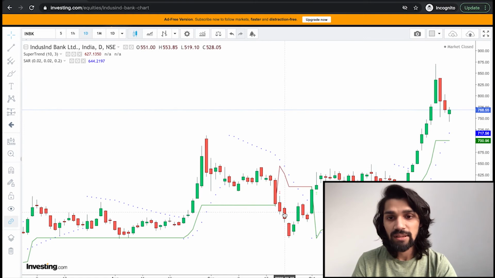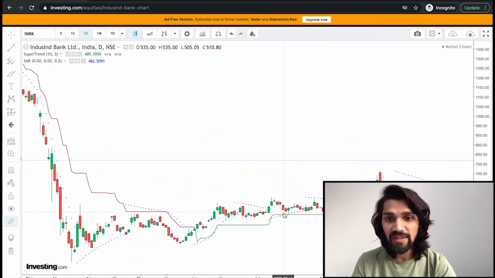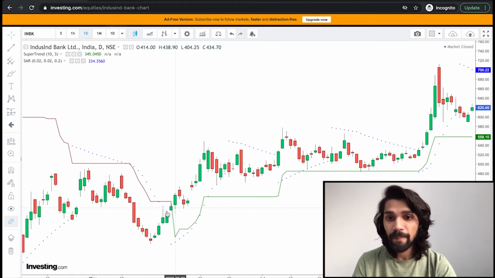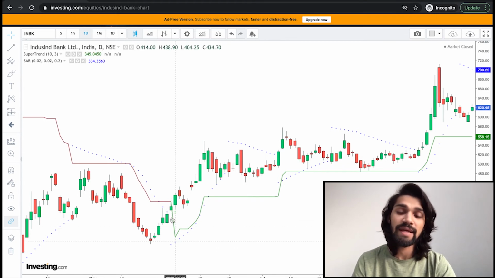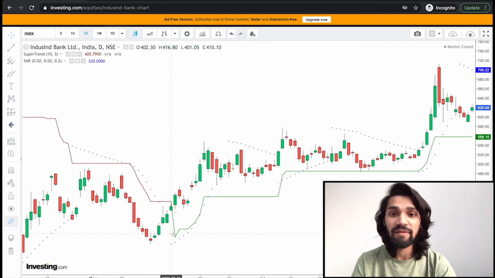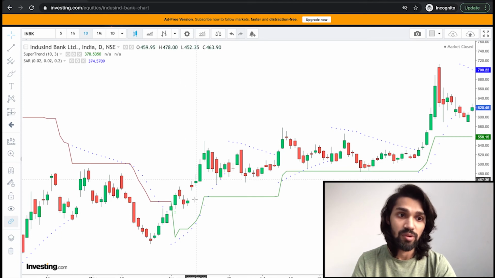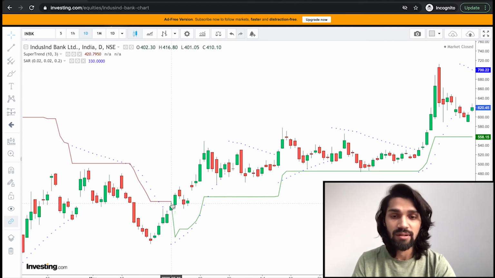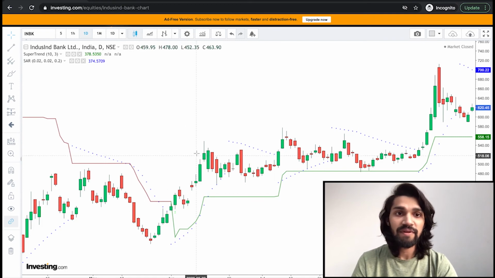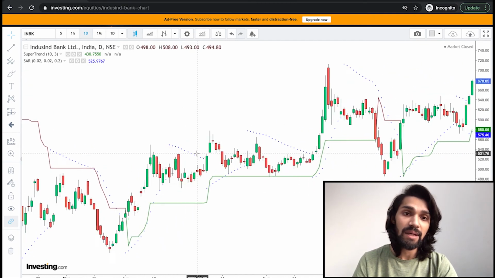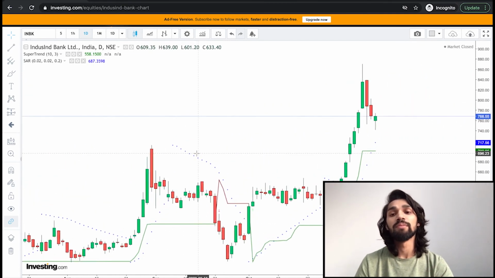Let's consider some other point. Yeah, for example, at this point, there was the dot below the candles, and the Supertrend also gave you a buy signal. If you had bought here, the price did go up almost 100 points. So if you use Supertrend and Parabolic SAR, they are a very good combination.